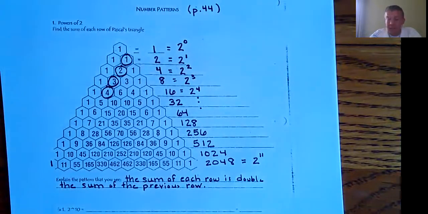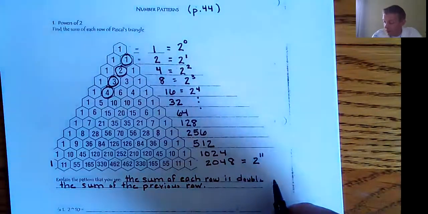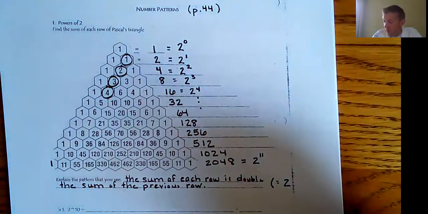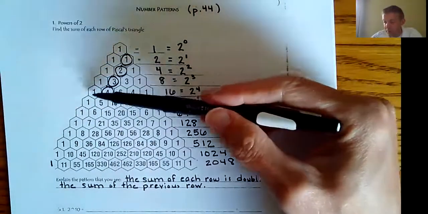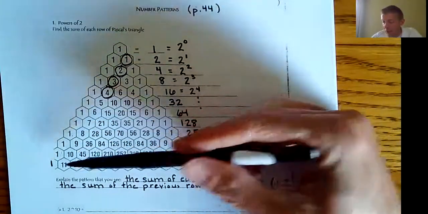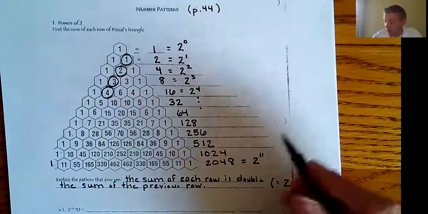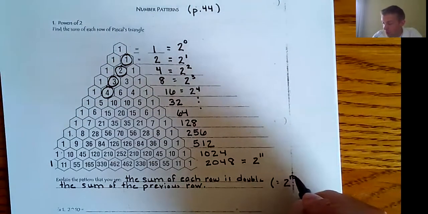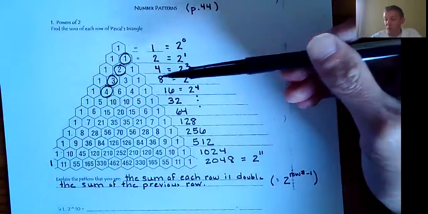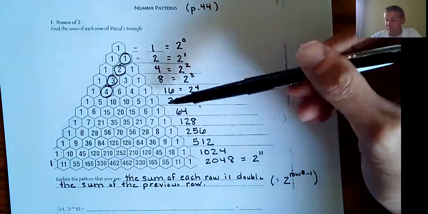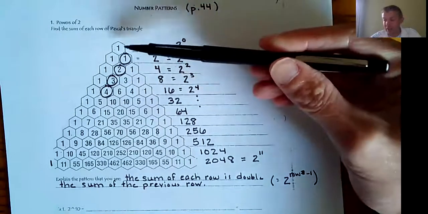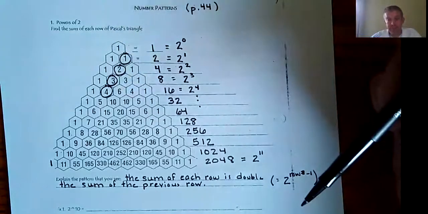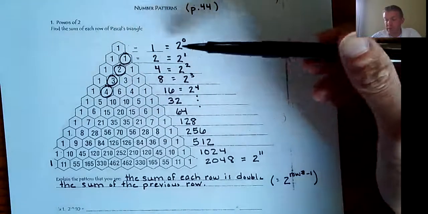So another way to think of it is 2 raised to the, now count it out. This is 1, 2, 3, 4, 5, 6, 7, 8, 9, 10, 11, 12. This is actually the 12th row. It's 2 to the row number minus 1. So if I wanted the 4th row, it's 2 to the 3rd. If I want the 5th row, it's 2 to the 4th. The power is always 1 less than the row number that I'm on. Row 1 is a power of 0.